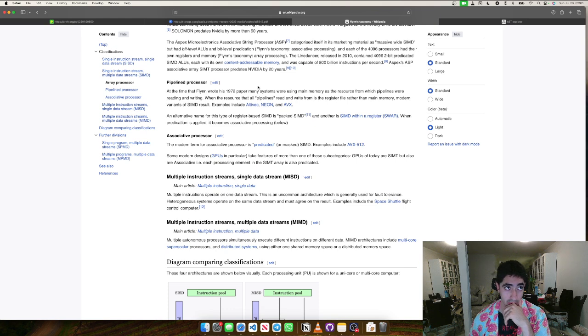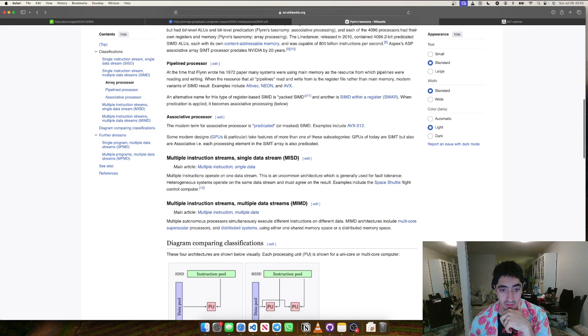Single instruction, multiple data stream, SIMD. The modern term for associative processor is predicated or masked SIMD. Some modern designs, GPUs in particular, take features from more than one of these categories. GPUs of today are SIMT, but also are associative. Each processing element in the SIMT array is also predicated.